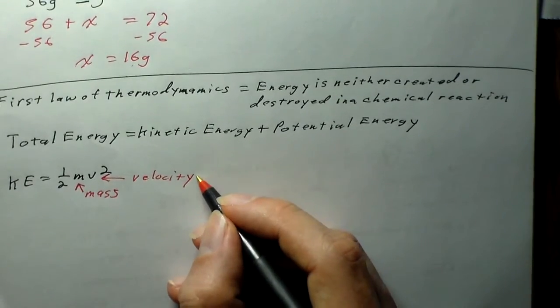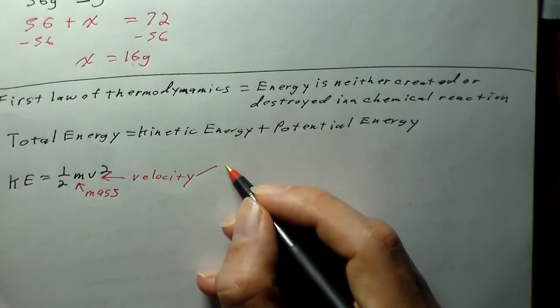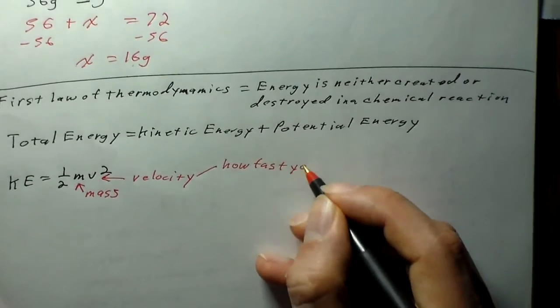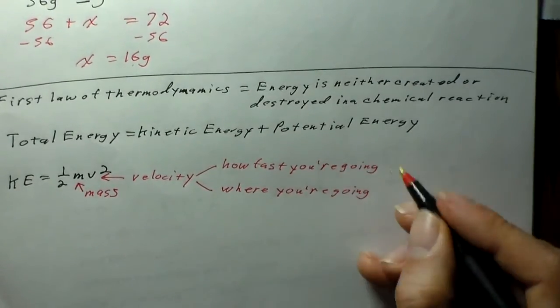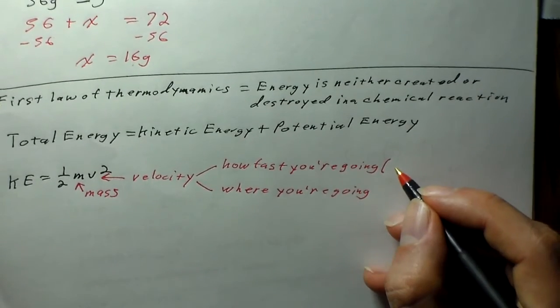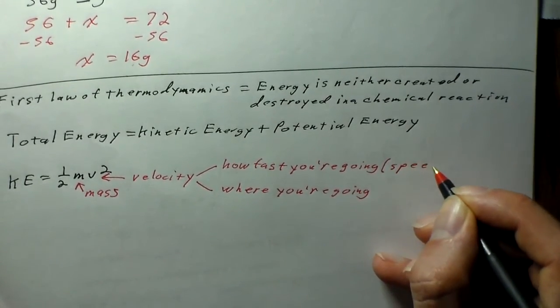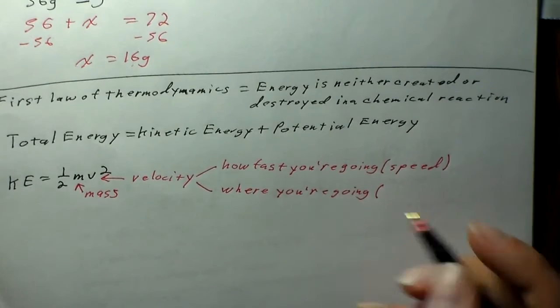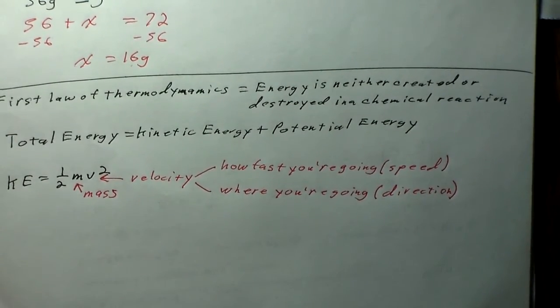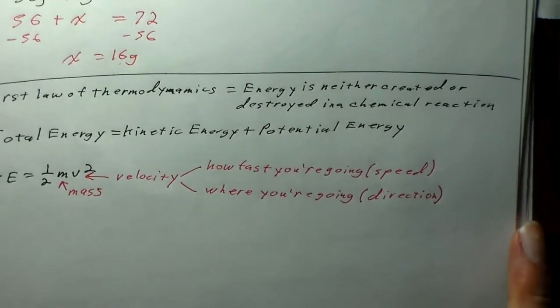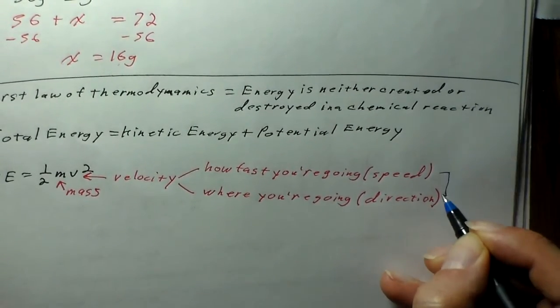And velocity is how fast you're going and where. All right, and basically we can simplify this and say this is the speed, and where you're going, that's the direction. And actually, if we count these 2 terms together here, we would actually count this as a vector.